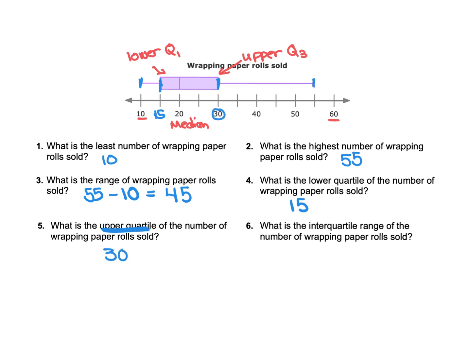And when it asks you the interquartile range, what it's asking you is these two numbers right here. Let me highlight it. This number right here and this number right here. It's asking you to take within that range of that box what the range is. So I would be taking 30, which is the upper quartile, minus the 15, which is the lower quartile, and then I would get 15.